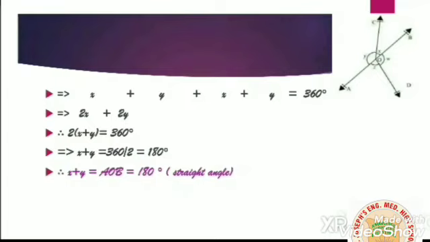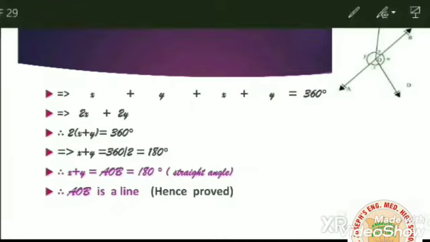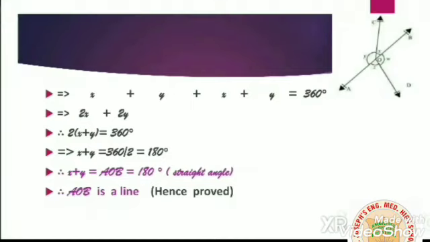That is a straight angle. Therefore AOB is a line. Hence we have proved it. Okay, this is the answer for the fourth question. So we'll go for the fifth question now.